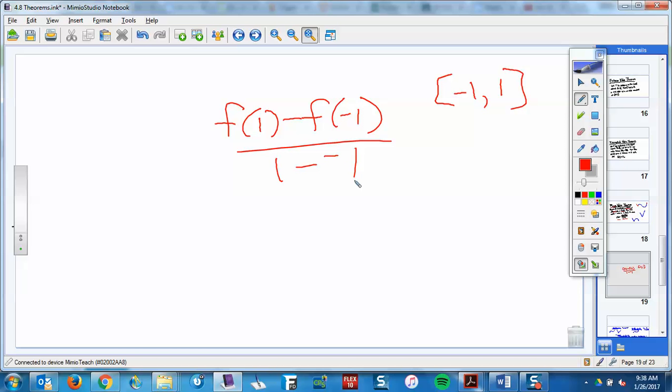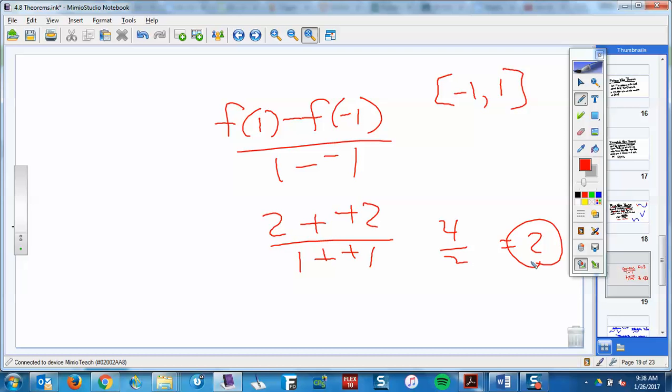If that was a question on the quiz, that's the work you'd want to show. So I think when you plug a 1 in there, you get 2. You plug a -1 in there, you get -2. And so that becomes 4/2, which is 2. And so therefore, since the slope between the endpoints was 2, and it's a polynomial, which is continuous and differentiable everywhere, then there has to be some point in between.